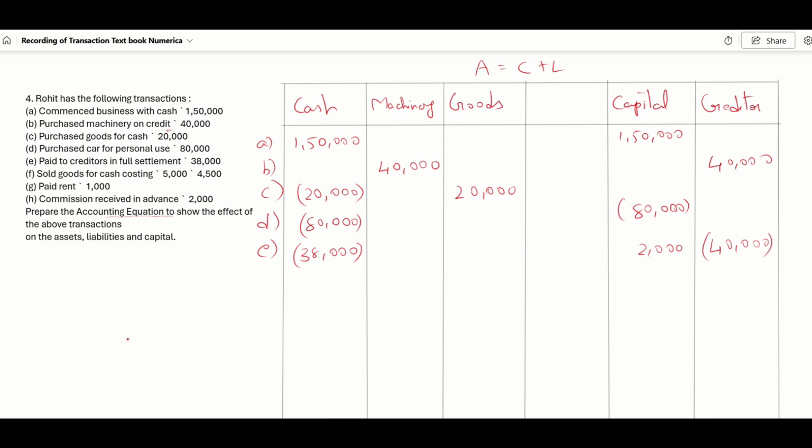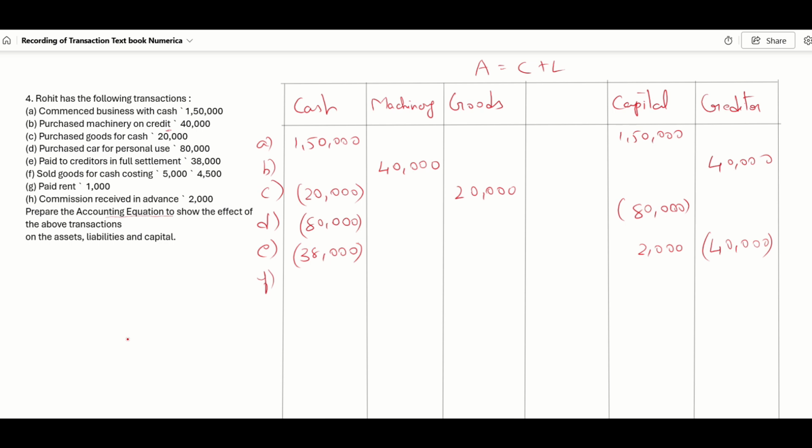So net, if you see, on the asset side there is a reduction of 38,000. On the liability side, if you see, minus 40,000 plus 20,000, again minus 38,000. On the liability side also there is a reduction of 38,000. So make sure you check after every transaction so that you avoid mistakes.